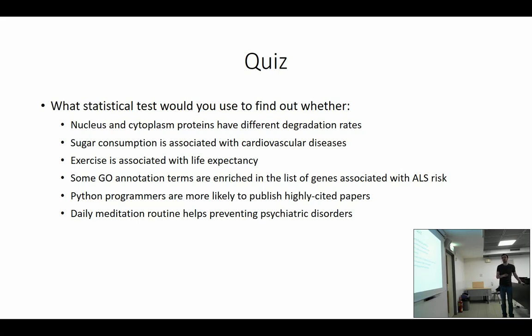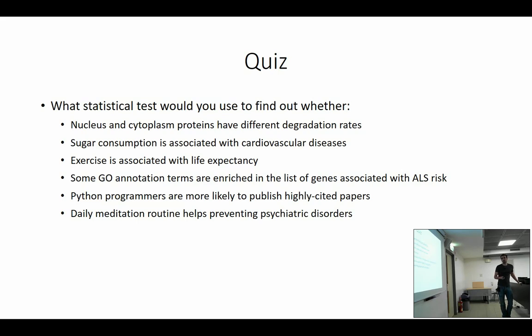What about the third one? We want to see if exercise is associated with life expectancy. Correlation, some sort of Pearson or Spearman, or even a linear model. OK, yeah. So again, we could measure exercise by some measurement, say a number of hours per week of exercise or something of this sort. And life expectancy is for sure something numeric. So yeah, we could do some correlation tests.